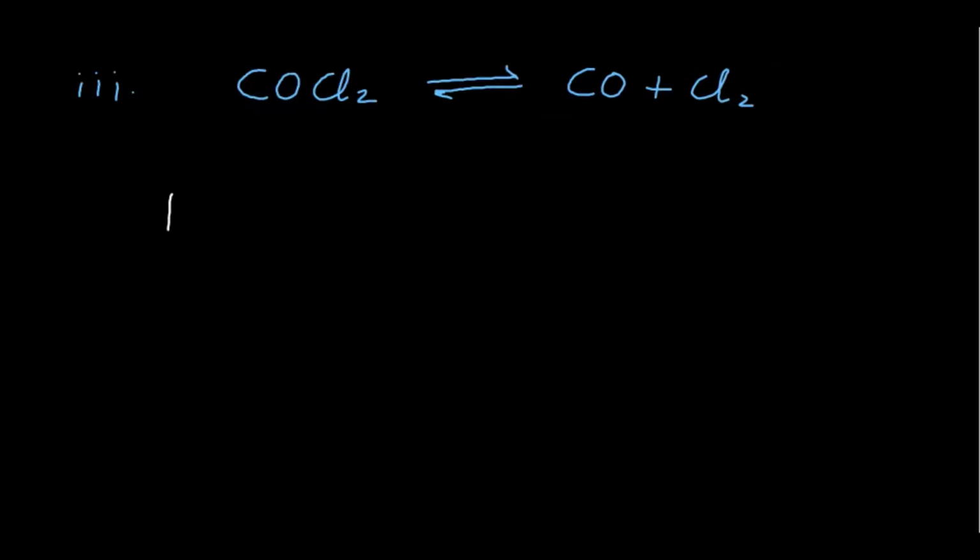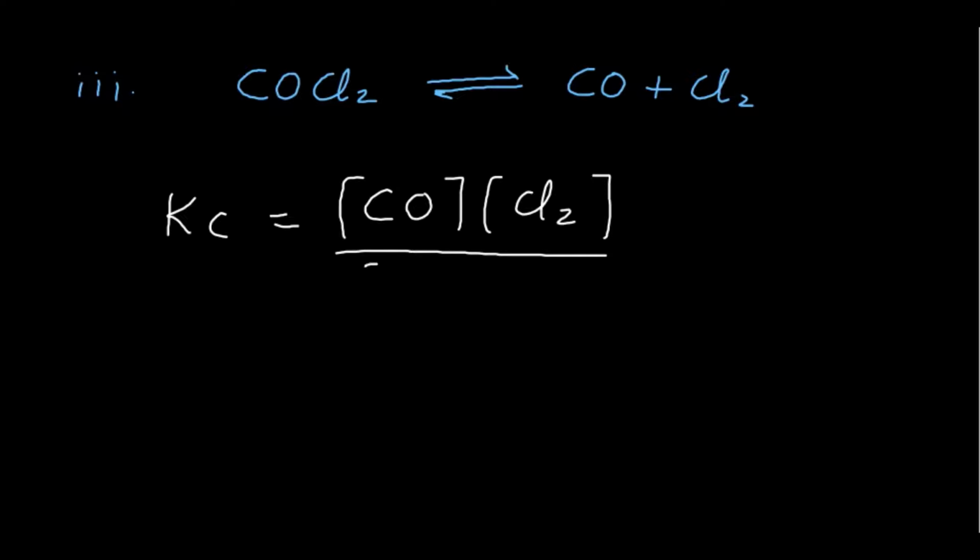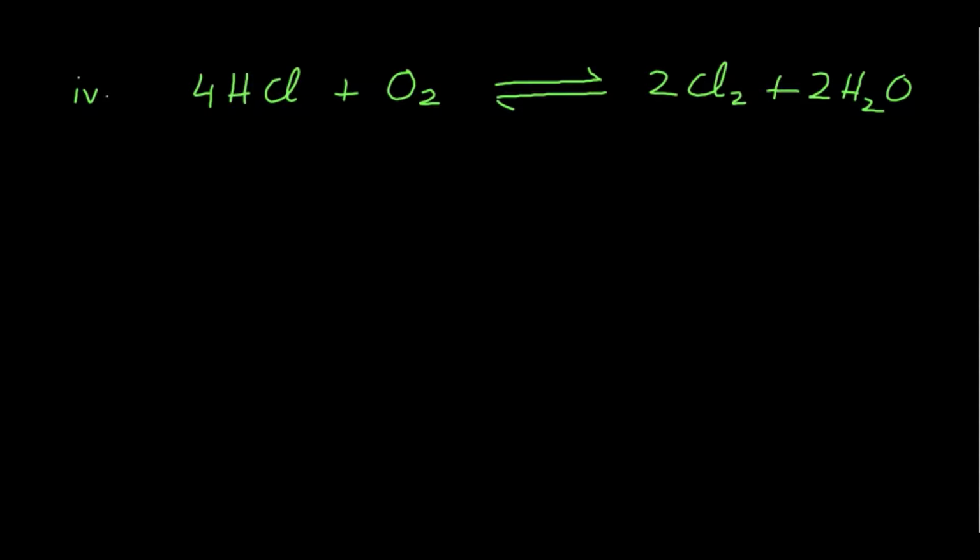Now we'll see what next question is given to us. In the next question, this is the decomposition of carbonyl chloride into carbon monoxide as well as chlorine. So we are asked to write the value of Kc for this reaction. Kc is equal to carbon monoxide and chlorine. So we write here carbon monoxide into chlorine over carbonyl chloride. Commonly this is known as phosgene gas. So this is the value of Kc for this given reaction.